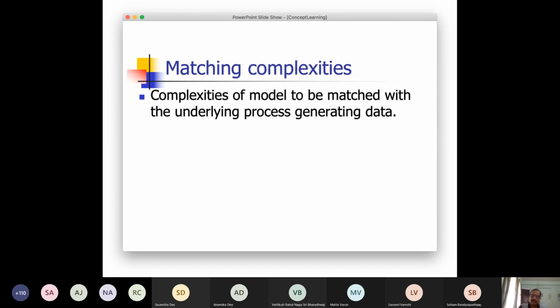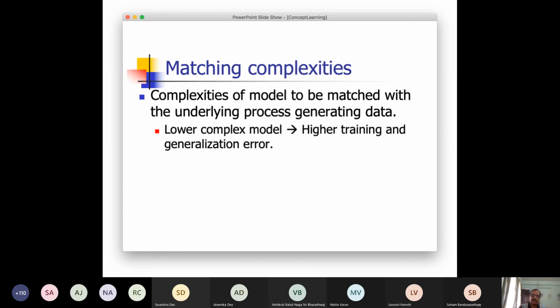So these are certain things. The complexity should also be appropriately chosen. That is another trade-off. If you have a lower complexity model, it will have higher training error and also generalization error. But if it is appropriate, you will get both errors low.